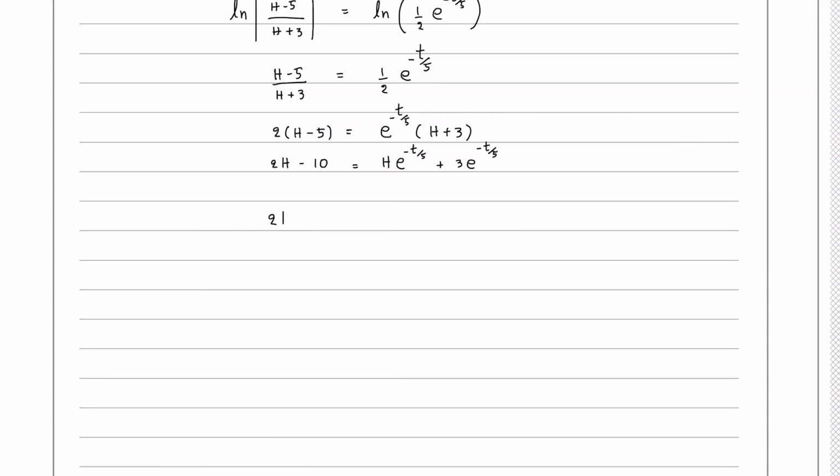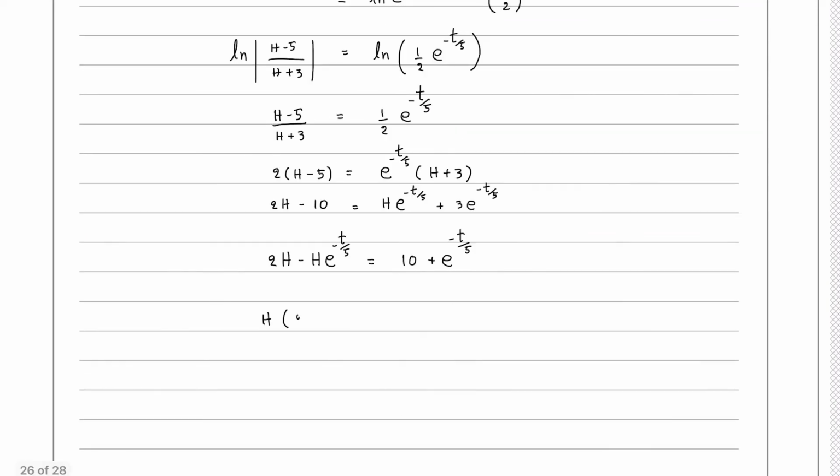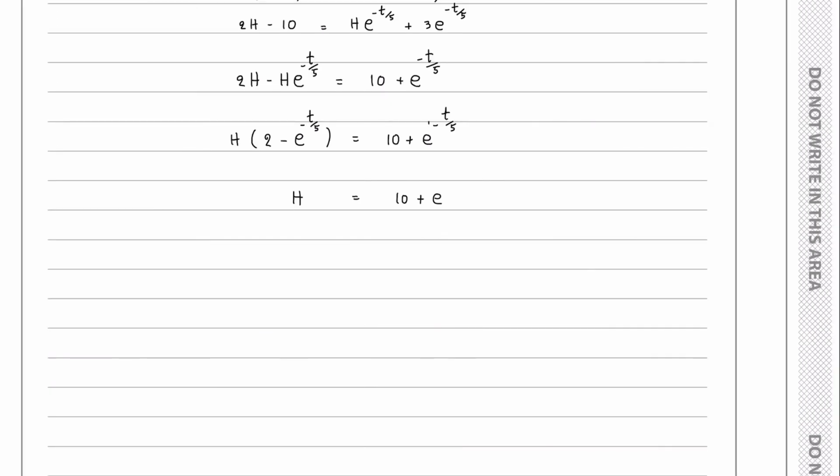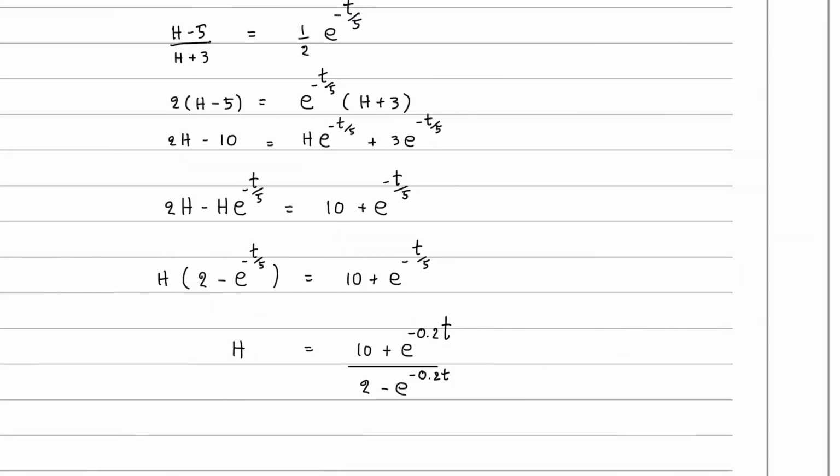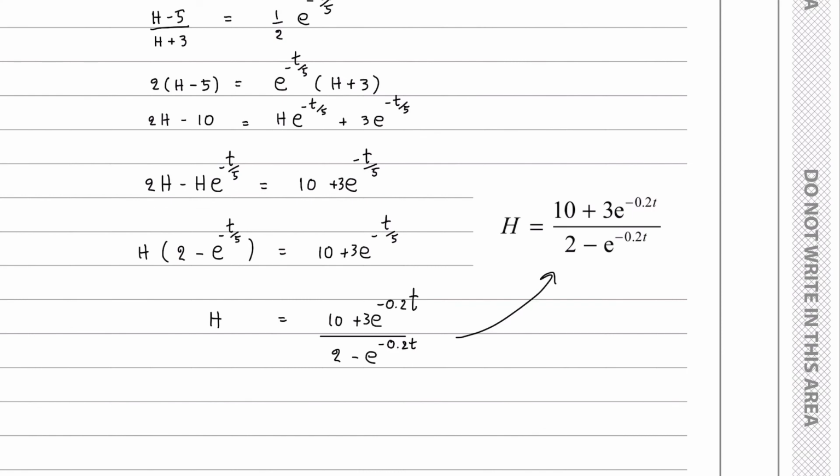Now we rearrange h to be on the left hand side. This one will be 2h minus h e to the power of negative t over 5 equals 10 plus 3e to the power of negative t over 5. Now we factorize h times (2 minus e to the power of negative t over 5) equals the same thing. So h will be (10 plus 3e to the power of negative 0.2t) divided by (2 minus e to the power of negative 0.2t). Wait, where's my 3? Oh, okay, 3 is right here and 3 here. Now they look the same, so that's the answer.